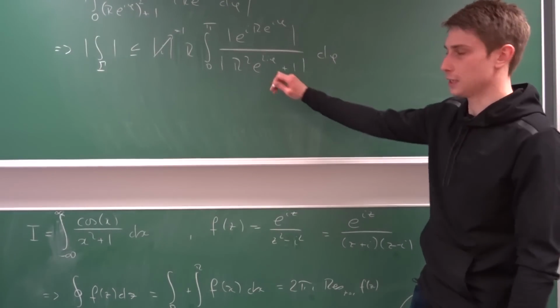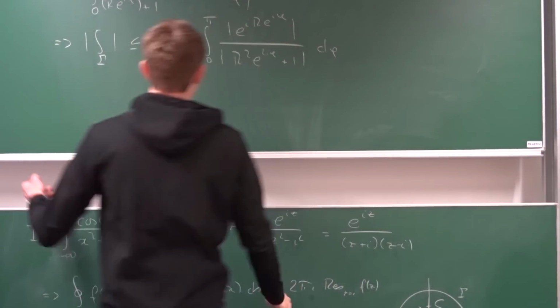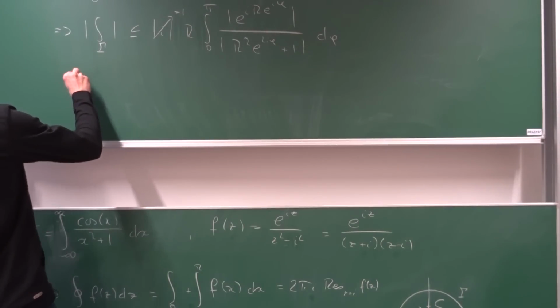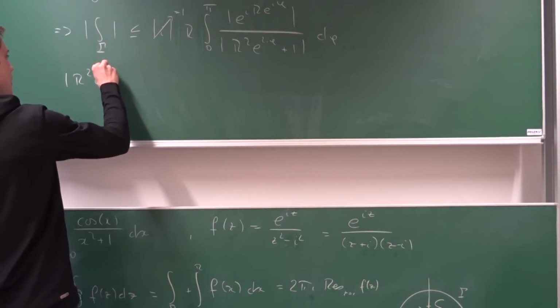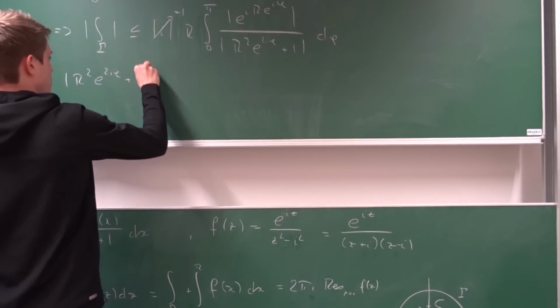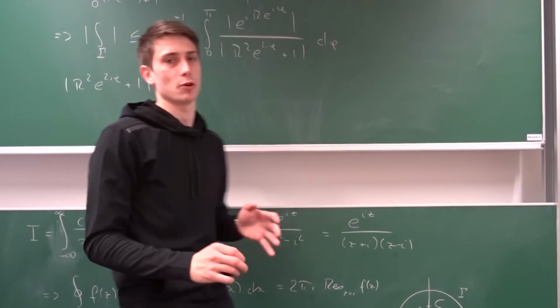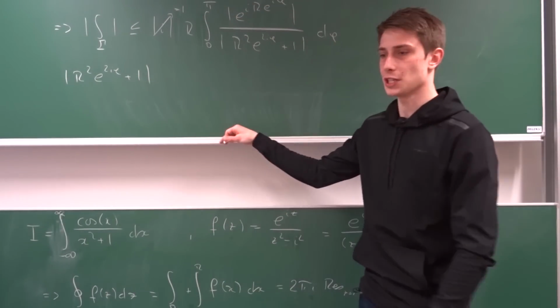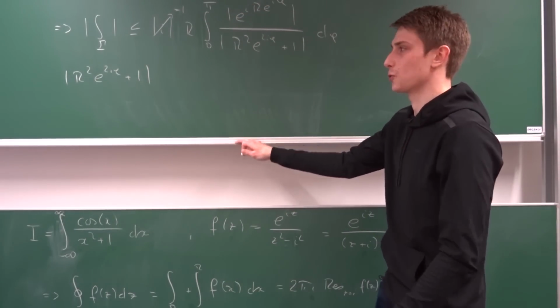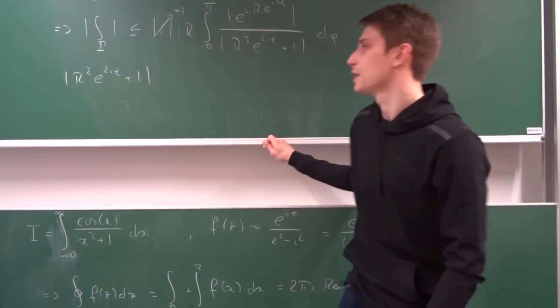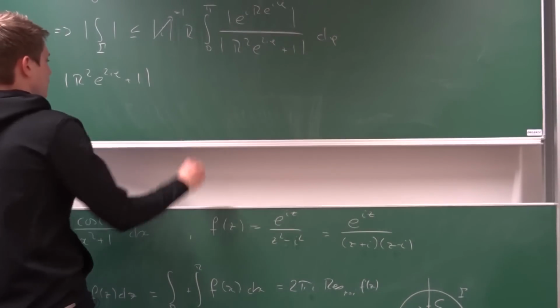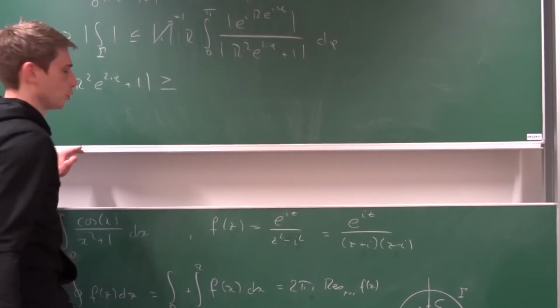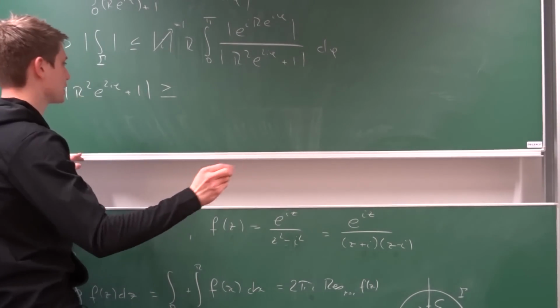And I want to take a look at the denominator at first. So we have the absolute value of r squared e to the 2i phi plus 1. There's something that's called the reverse triangle inequality, and most of the time you are just going to need it in cases like this. This inequality tells us that this is greater or equal to. There's one condition that we need to meet.